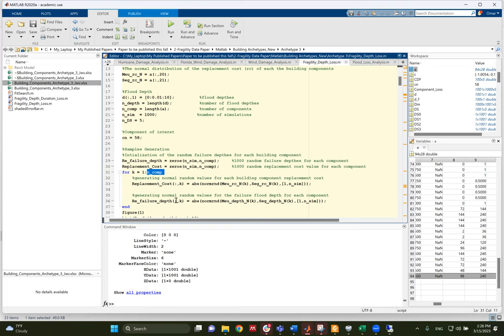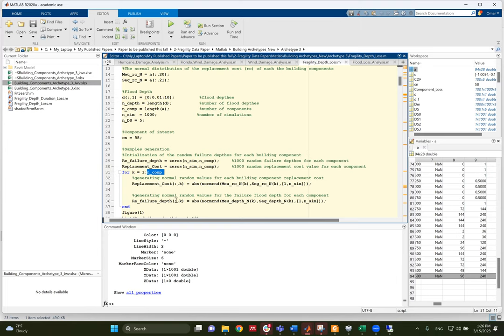So I put here the mean depths, the standard deviation of the depths, and the number of simulations. Basically, the Monte Carlo simulation in MATLAB, that's norm rand, takes the mean, the standard deviation, and the number of simulations, and it will generate 1000 random variables that follow the normal distribution. And this will be done for all the components. Like I have 95 components, so it will be 95.